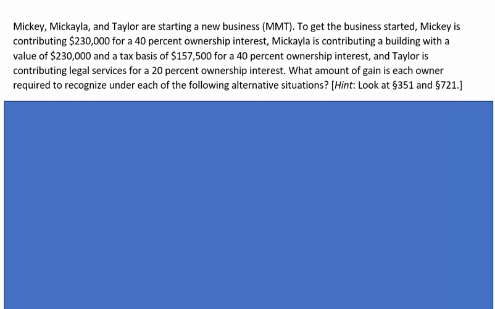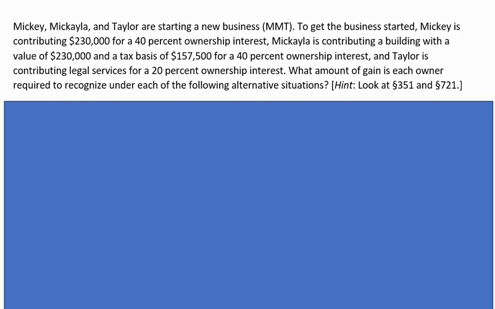Mickey, Michaela, and Taylor are starting a new business. MMT makes sense. To get the business started, Mickey is contributing $230,000 for a 40% ownership interest. Michaela is contributing a building with a value of $230,000 and a tax basis of $157,500 for a 40% ownership interest.